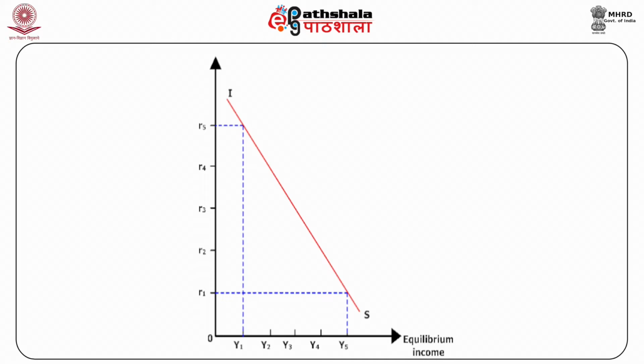So, if we join these 2 points, that is R5 Y1 with another point, that is R1 Y5, then we arrive at a savings function. As you could now see in the diagram, the investment saving function, that is the IS function, is actually downward sloping, and it is relating these 2 points with each other.